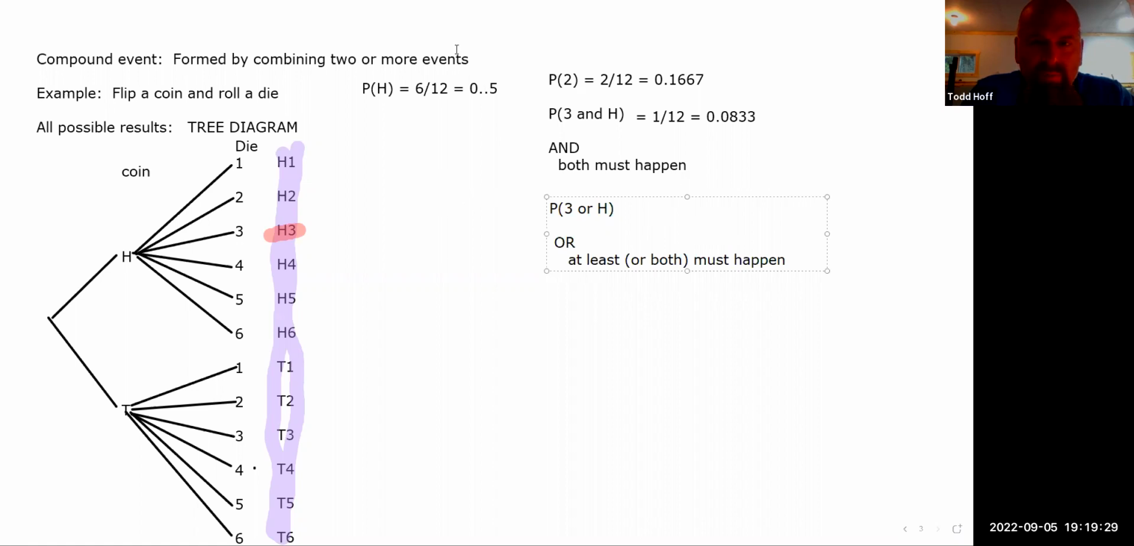So if we go over here and look, these are all heads. This one is actually both heads and a 3, so that definitely counts. So there are 6 heads, and then there's another one that's also a 3. That would be 7 out of 12, or 0.5833 is that probability.